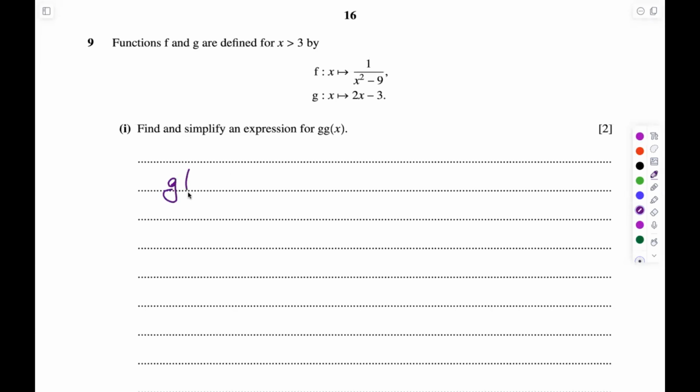Now for g of g of x, it means that in the function g of x, the x is replaced by the function g of x. So g of x was 2x minus 3. In place of x, we'll again write 2x minus 3 minus 3. Simplifying this, we'll get 4x minus 6 minus 3. So g of g of x will be equals to 4x minus 9.